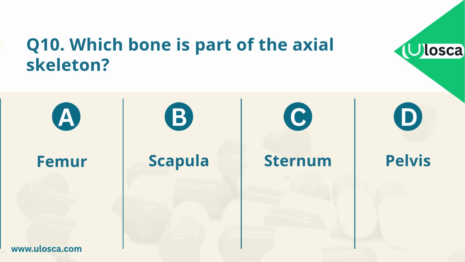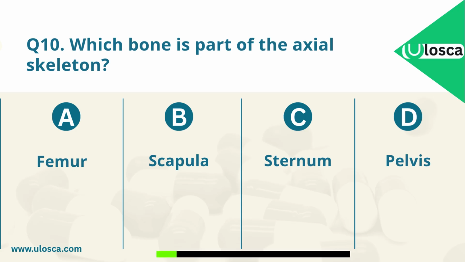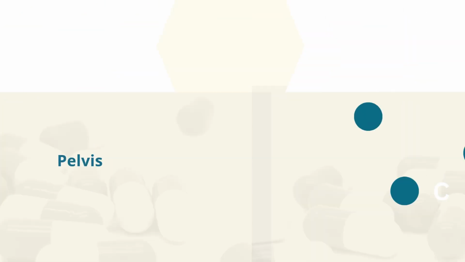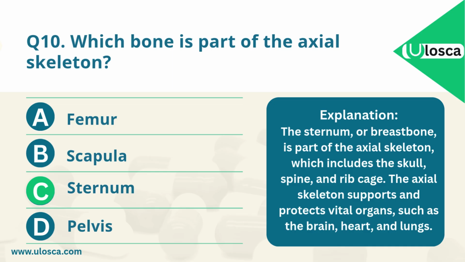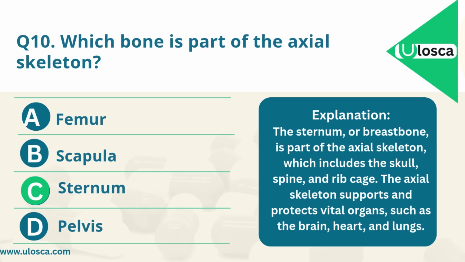Question 10. Which bone is part of the axial skeleton? A. Femur. B. Scapula. C. Sternum. D. Pelvis. Which one is the correct answer? The correct answer is C. Sternum. Explanation: the sternum, or breastbone, is part of the axial skeleton, which includes the skull, spine, and rib cage. The axial skeleton supports and protects vital organs, such as the brain, heart, and lungs.